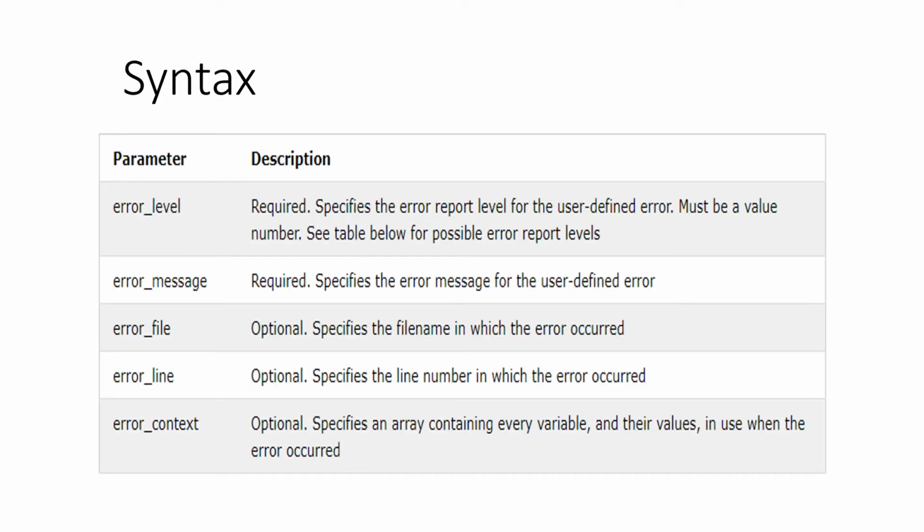Syntax and its description. Parameter error_level, required, specifies the error report level for the user-defined error; it must be a value number. Error_message, required, specifies the error message for the user-defined error. Error_file, optional, specifies the file name in which the error occurred. Error_line, optional, specifies the line number in which the error occurred. Error_context, optional, specifies an array containing every variable and their values in use when the error occurred.